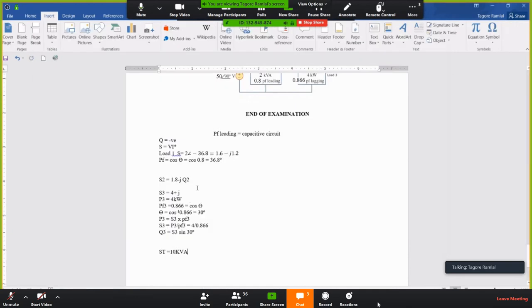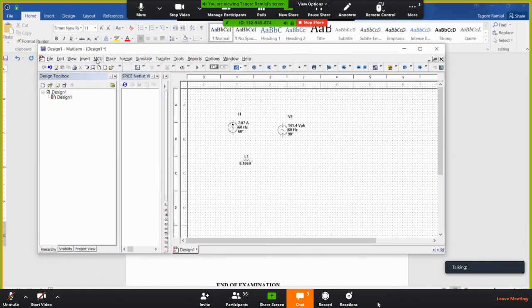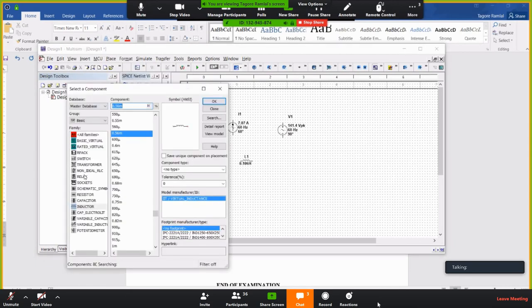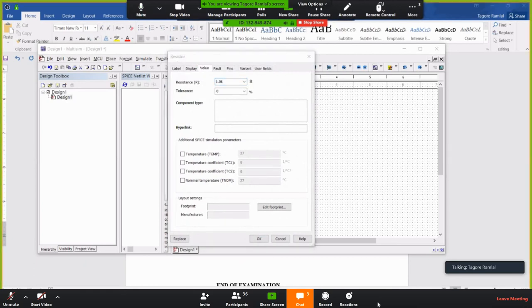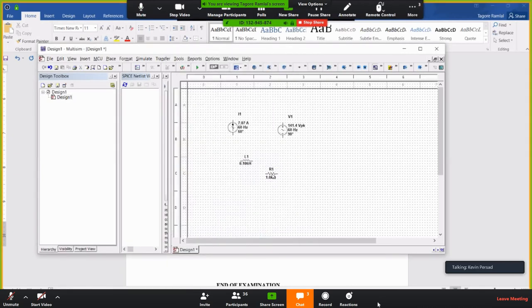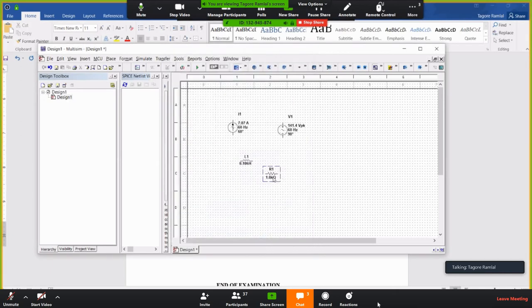Okay. So the next element is what? Z2 is a resistor. So I look for a resistor in the circuit. Right click. What value do we have there? 40 ohms? What's the value for R2? 40? What is it? 50? It doesn't matter which, you know exactly what to use. And the capacitor is 25.